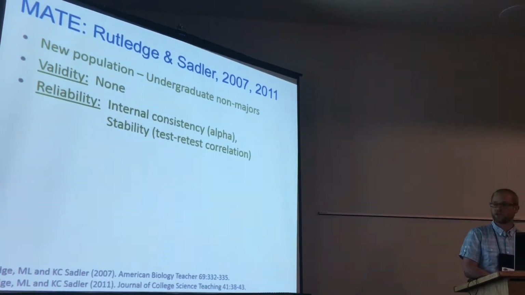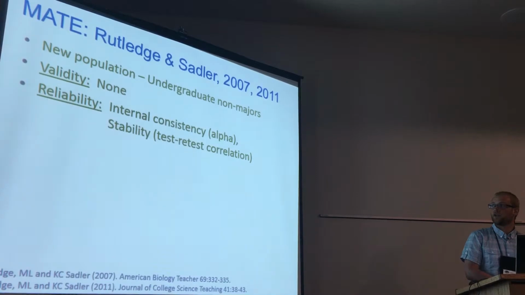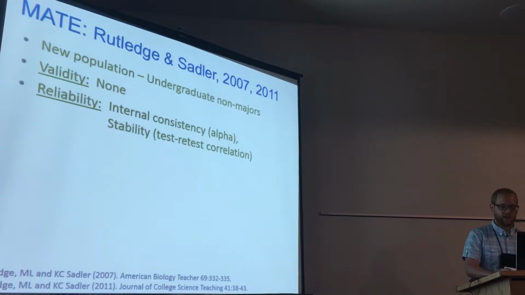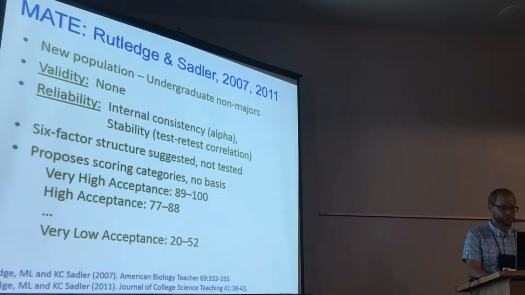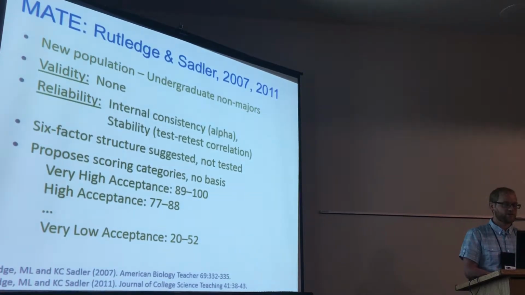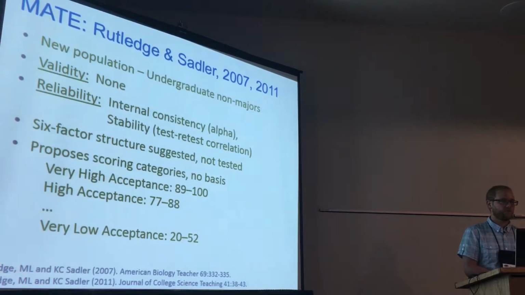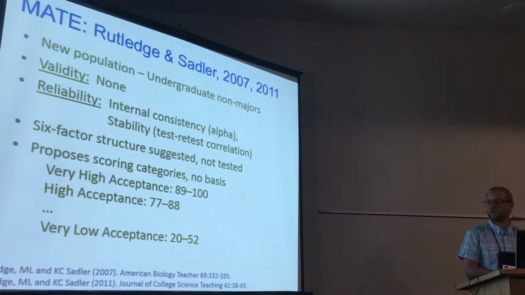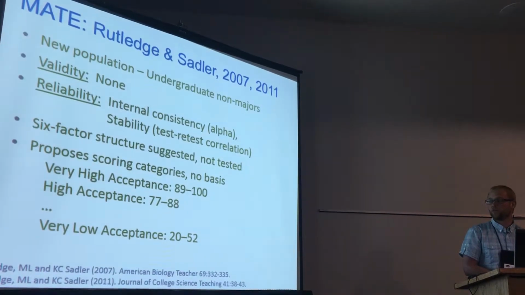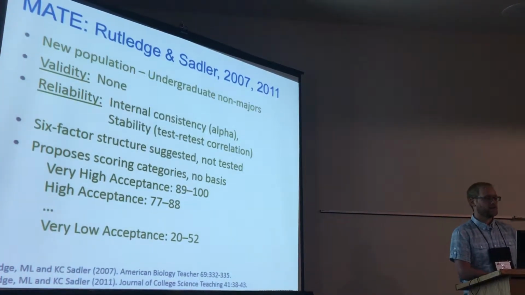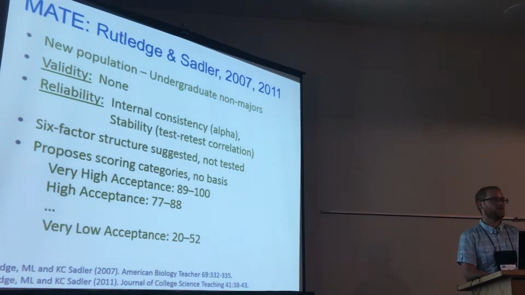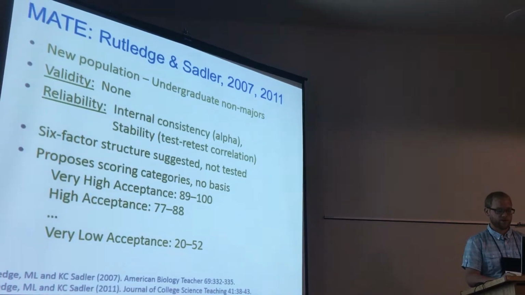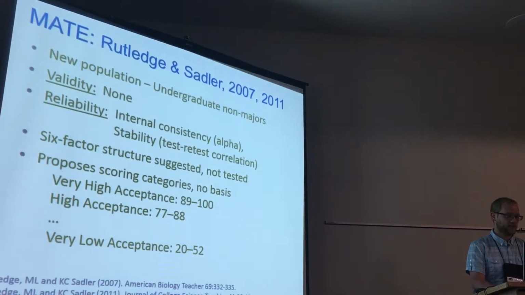So noticing that there were a couple of papers coming out on using the MATE with undergrads, Rutledge and Sadler collected some evidence on the reliability of the MATE with undergrads, though unfortunately they didn't offer any evidence for validity. In these papers, they also proposed a 6-factor structure for the MATE, though that was never formally tested by them or anyone else. And they proposed some scoring categories, these different cutoffs from very low acceptance up through very high acceptance, in addition to generally suggesting that we report either summed scores across all the items in the instrument or report a mean for the whole instrument. And both of these practices shouldn't be conducted, and I'll explain more in a couple of slides.